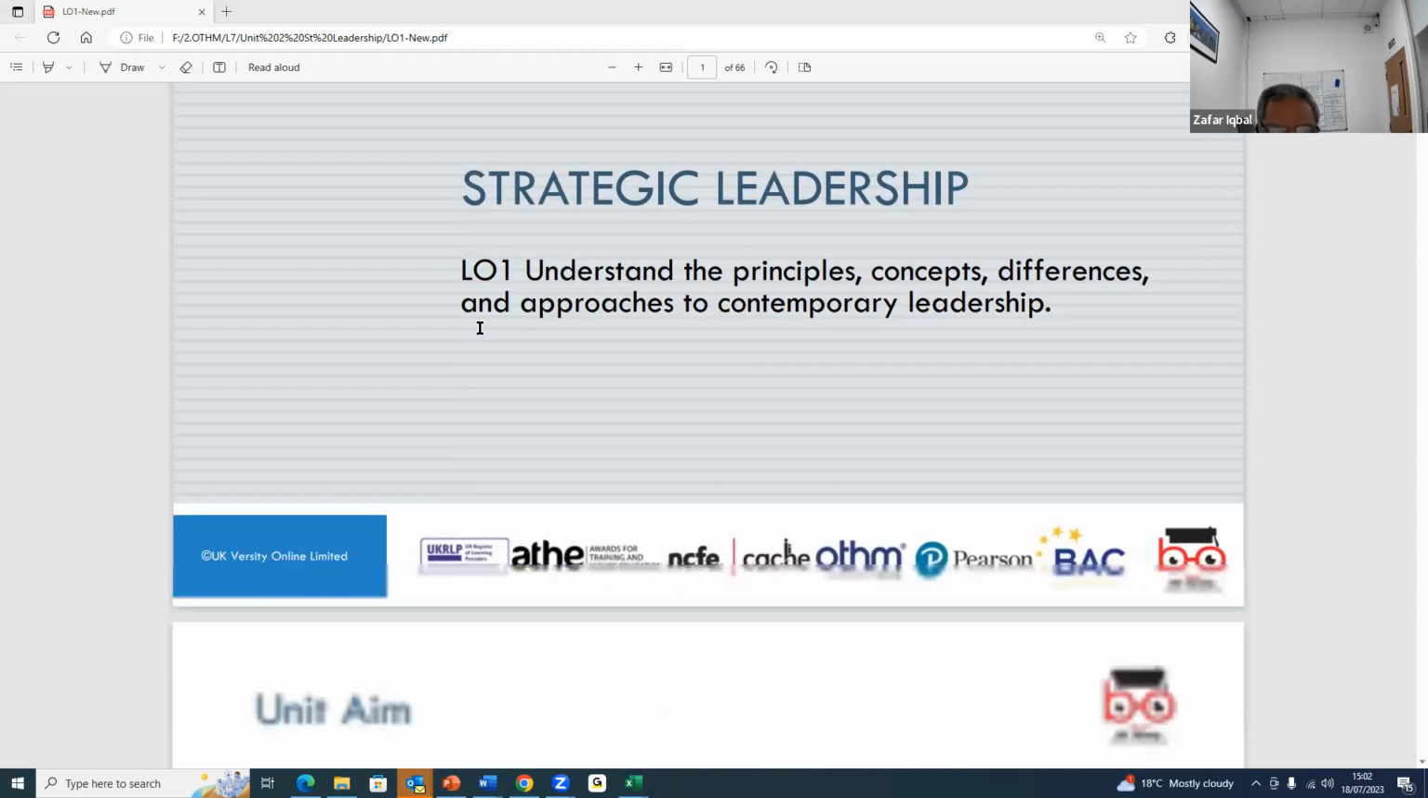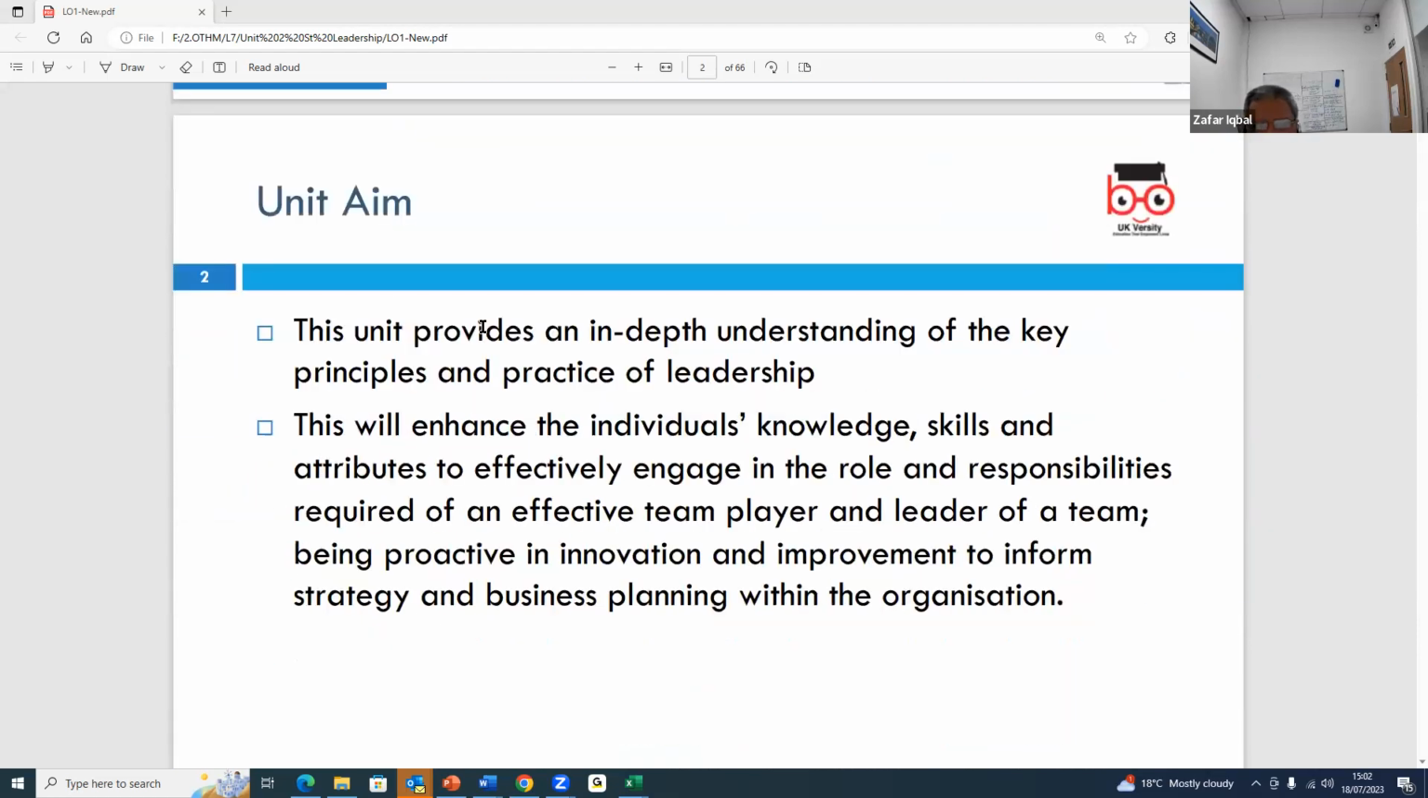We'll be looking at an in-depth understanding of the key principles and practices of leadership. We need to look at leadership styles, and this leadership style and practice of leadership will enhance your knowledge, skills, and attributes to effectively engage in the roles and responsibilities required of an effective team player, and to lead a team. So this module is quite important in business planning and business strategy.